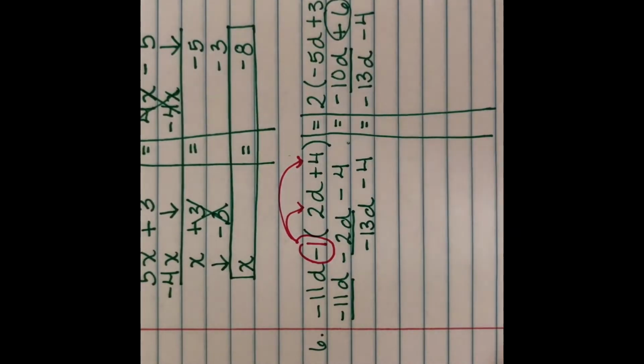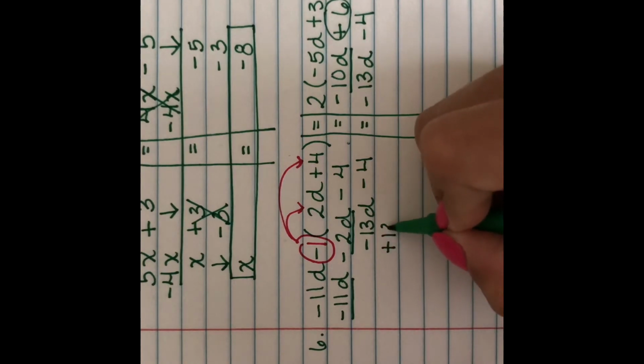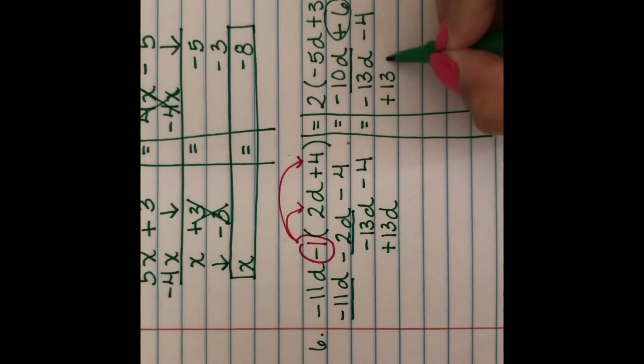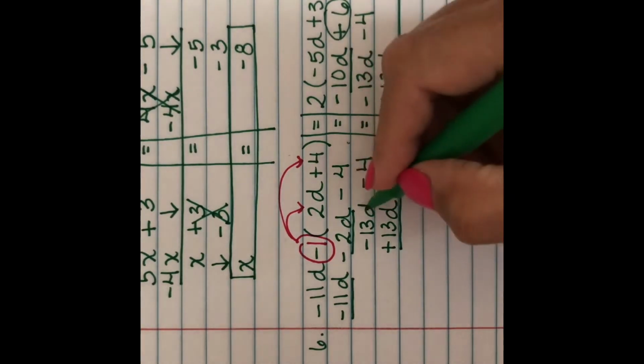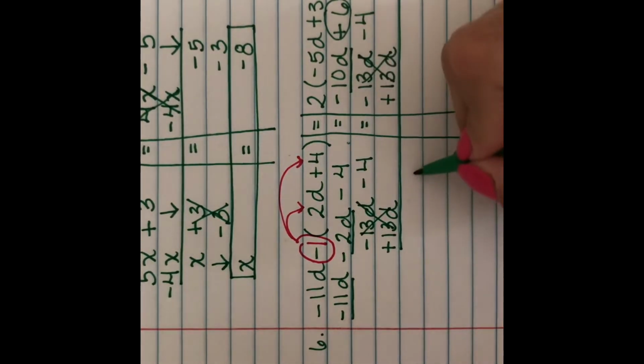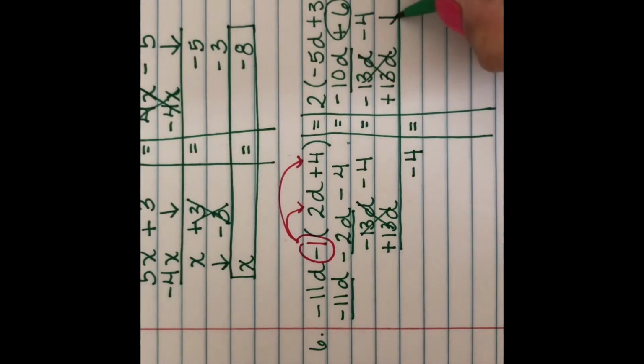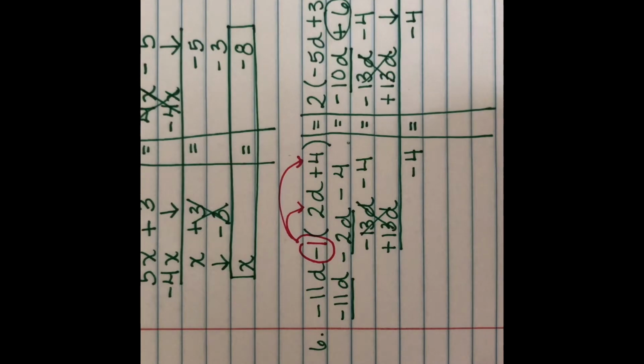Let's see what happens next. So I am going to add this variable to both sides. When I do, I notice both of these will make 0, and I'm left with -4 equals -4. And I ask myself, is that statement true? Is -4 equal to -4? Yes, it is. Therefore, there are infinitely many solutions. So I can replace d with any value I want to, and the left side is going to equal the right side on this equation.